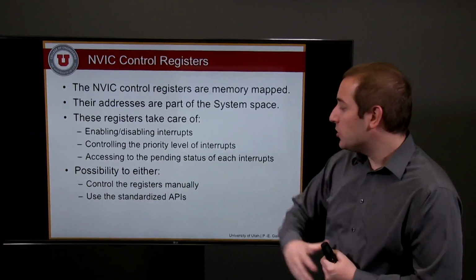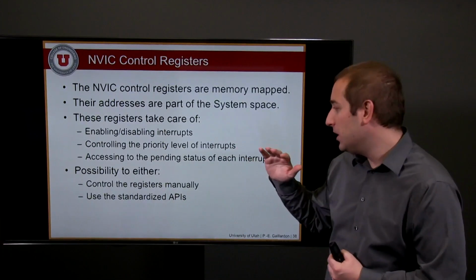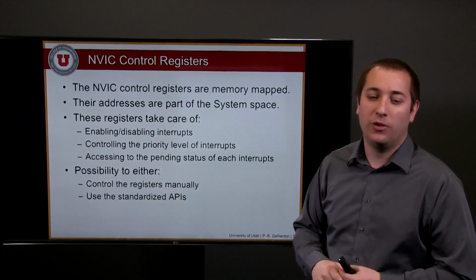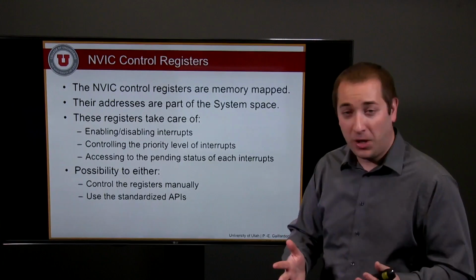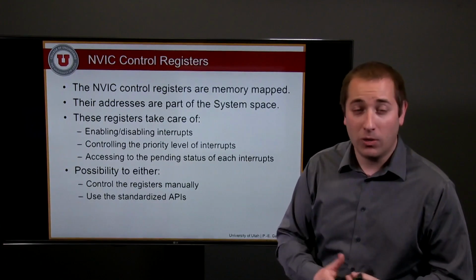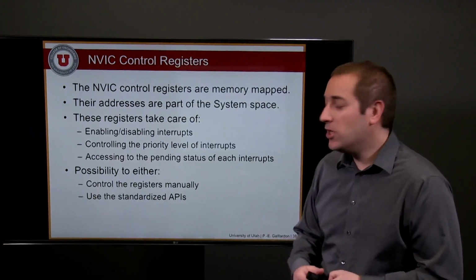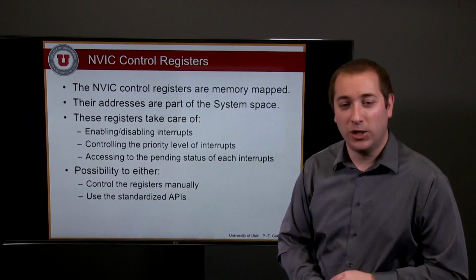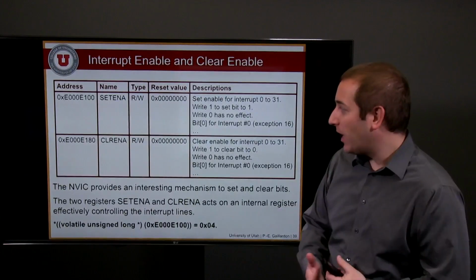This NVIC being part of our processor will be mapped to the system space. And our registers will be used to take care of enabling, disabling the interrupt, controlling the priority, checking the pending results, and we have the possibility to either control the registers manually, as you would do for a regular I/O and what you commonly do in labs, or you can use standardized APIs to make your life easier. Let's have a quick look on how you could do that.